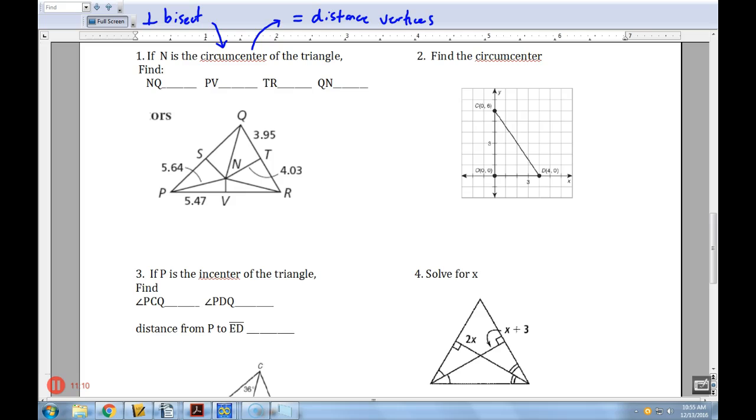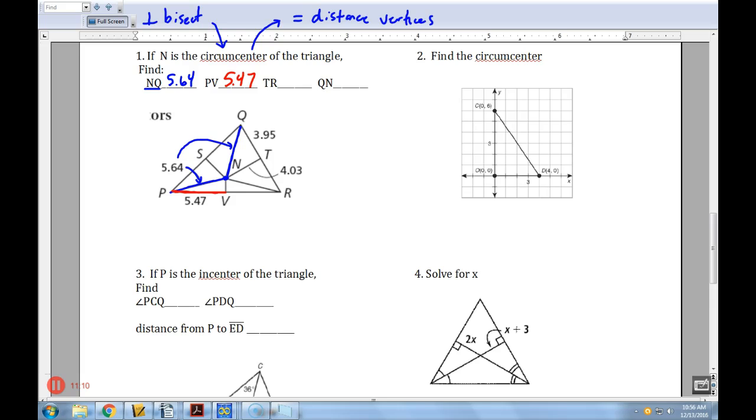So looking at this drawing here, find the distance from N to Q. Well, if N is the circumcenter, it should be equal distance from every corner. Well, I have one of those measurements. To this corner, they're telling me that it's 5.64. So if I need NQ, which is this line, that should also be 5.64 because it's equal distance away. PV they give me right here. PV is listed as 5.47, so that one I can just steal right from the picture.